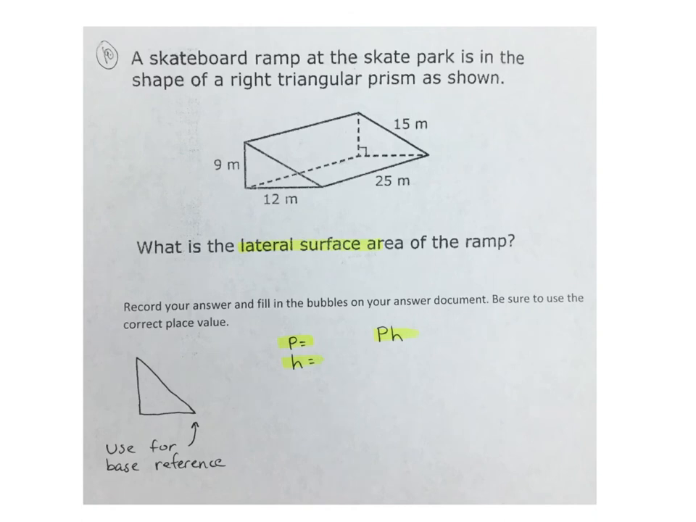Number 10. A skateboard ramp at the skate park is shown in the shape of a right triangular prism as shown. What is the lateral surface area of the ramp? Record your answer and fill in the bubbles on your answer document. Be sure to use the correct place value.